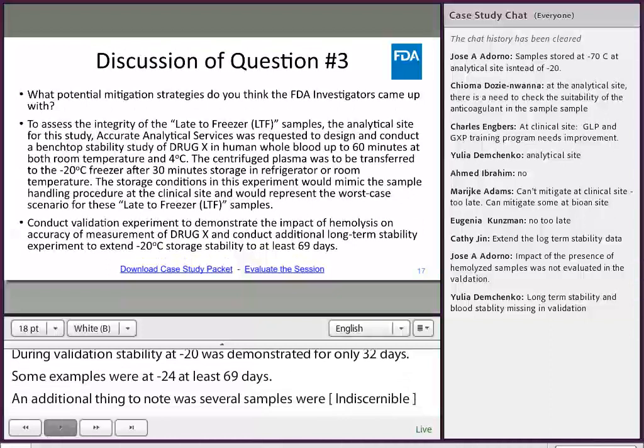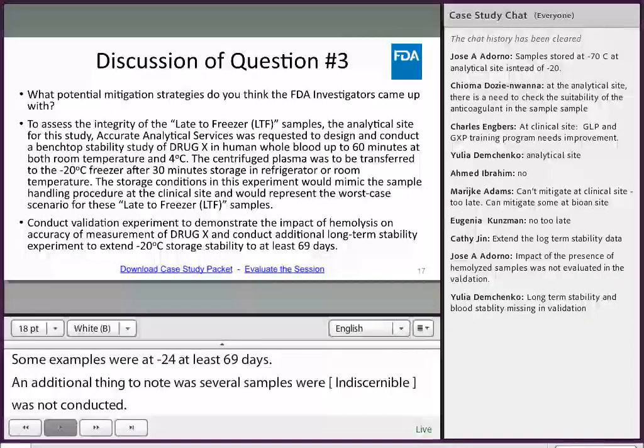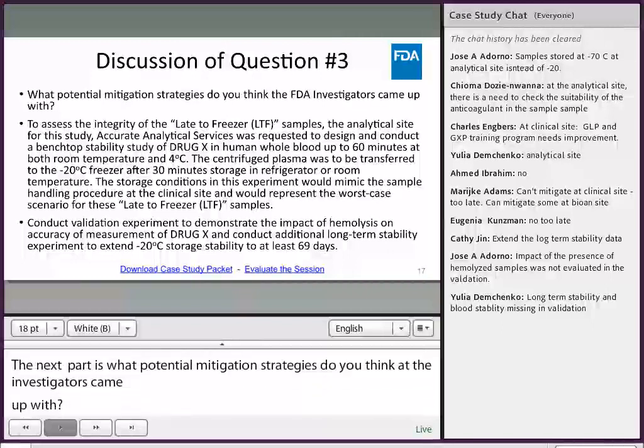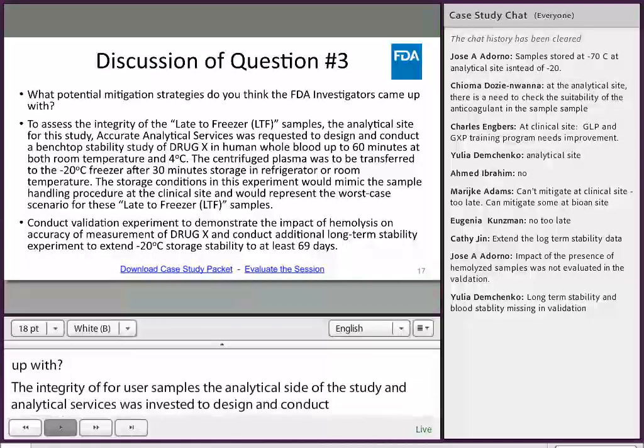So the next part is, what potential mitigation strategies do you think FDA investigators came up with? So to assess the integrity of late-to-freezer samples, the analytical site for this study, Accurate Analytical Services, was requested to design and conduct a benchtop stability study of drug X in human whole blood up to 60 minutes at both room temperature and 4 degrees. The centrifuged plasma was to be transferred to -20 freezer after 30 minutes storage in refrigerator or room temperature.